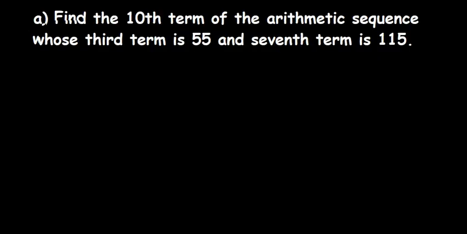Find the 10th term of the arithmetic sequence whose third term, we can denote it as A subscript 3, is 55, and then we are told the 7th term is 115. We need to find the 10th term. So this is an AP, or arithmetic progression, or arithmetic sequence as called in this case. One thing that you basically need to understand is the formula for the AP. What's the formula for finding the nth term?